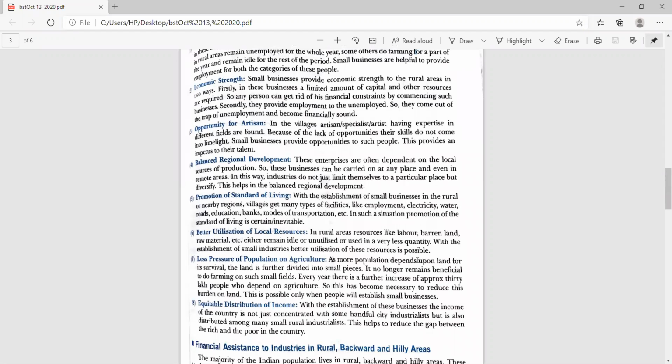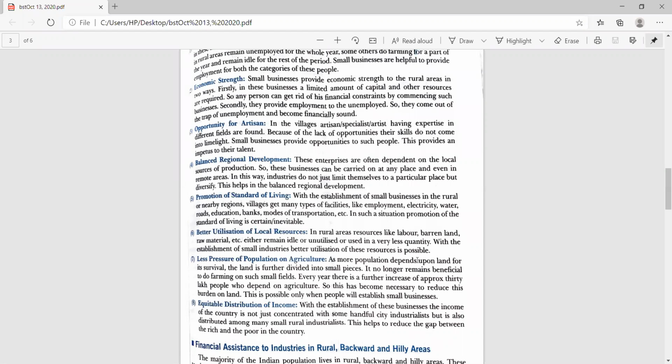Third point, opportunity to the artisan. We know very well there are some artisans who have art in their hands in different fields, and they manufacture their own products by using their skills. But because of lack of opportunities, their skills do not come into the limelight. But small scale business provides opportunity to that type of people as well.